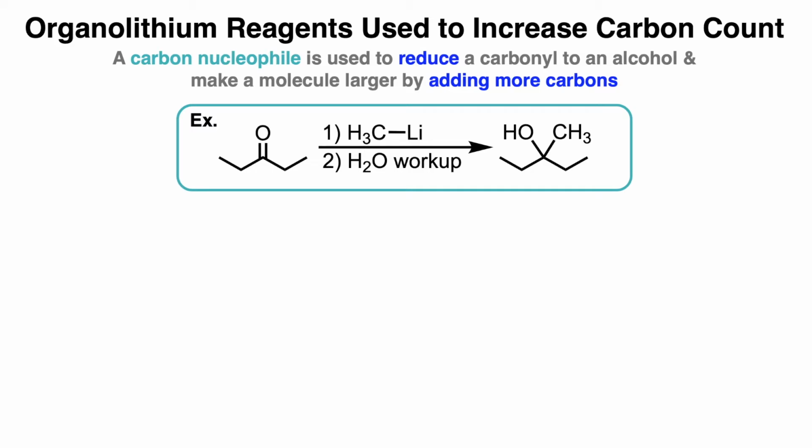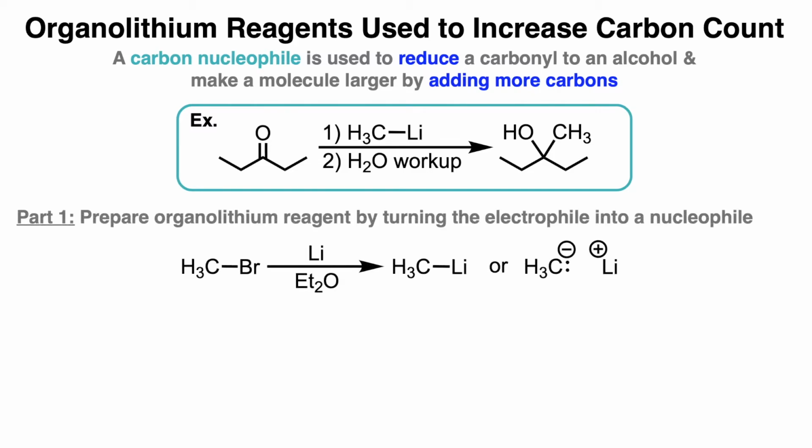Now let's go over how to form alcohols by using organometallic reagents. The first organometallic reagent is called organolithium, and it is a carbon nucleophile that 1. reduces carbonyls, and 2. makes a molecule larger by adding more carbons. In this reaction, we are reacting a ketone that currently has 5 carbons to form a tertiary alcohol that has 6 carbons. So notice we are increasing that carbon count by 1 carbon.